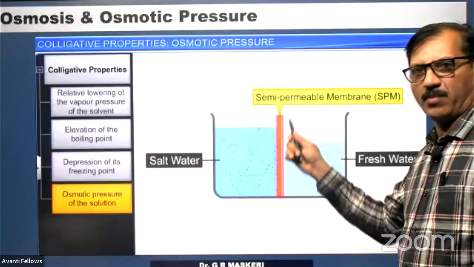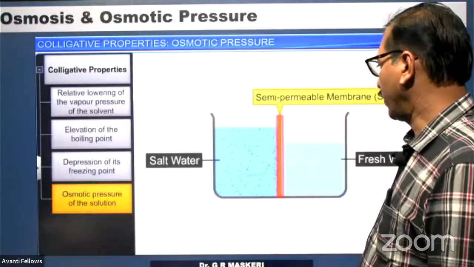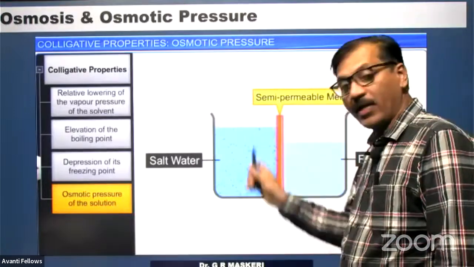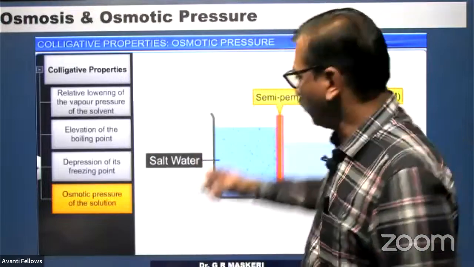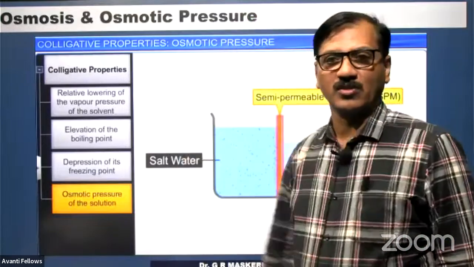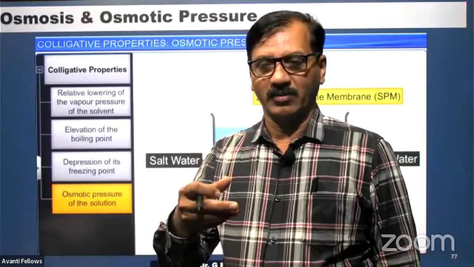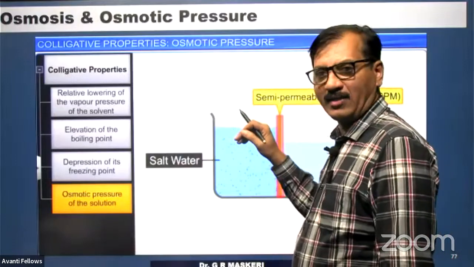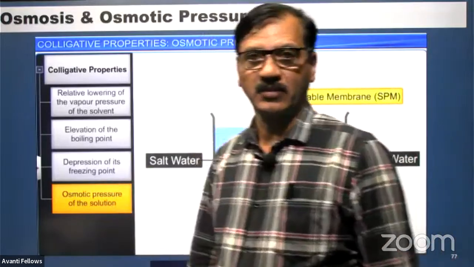Okay. So, semi-permeable membrane may be synthetic or natural, these are available, we see. And by the movement of water to the solution side, a pressure develops on this side, right? So, the pressure you apply on the solution side to stop osmosis is called osmotic pressure, right? The equal pressure that you apply on the solution side so that the movement of the water is stopped, that is called osmotic pressure and is denoted as pi.